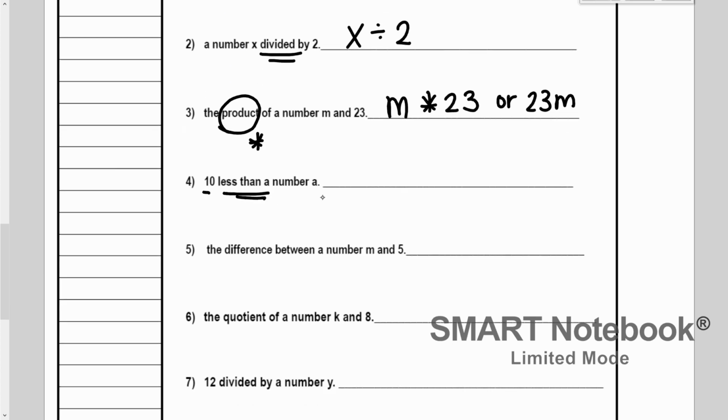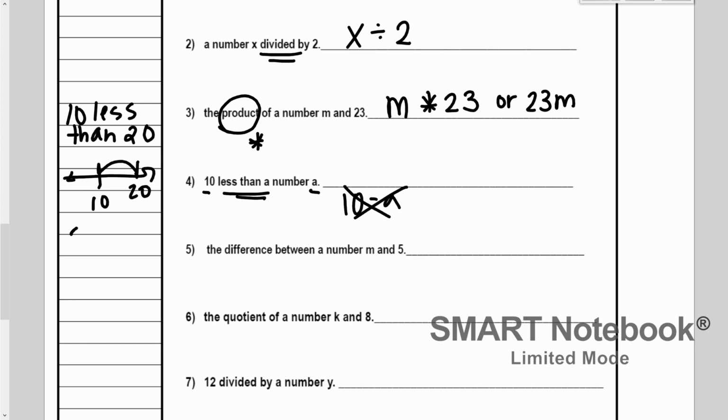10 less than a number a is not 10 minus a. Okay, because let's do an example. Let's say that we have 10 less than 20. So what number is 10 less than 20? That would put us at 10, right? A number that's 10 less than 20 is 10. If we were to look at a number line and we've got 20 over here, a number that's 10 less than 20 would be 10. So we're not doing 10 minus 20, we're doing 20 minus 10. That's why when we see that less than, we can't just go left to right. We have to switch that order. So this is going to be a minus 10.